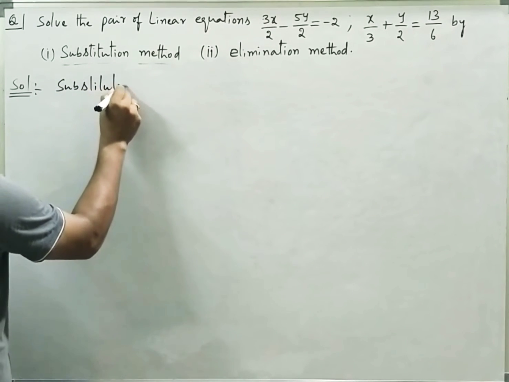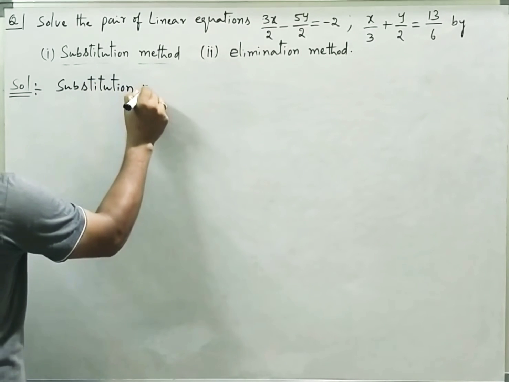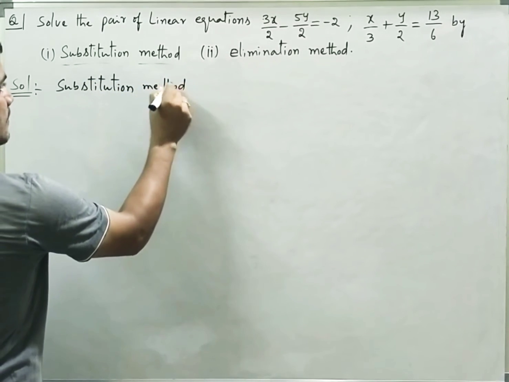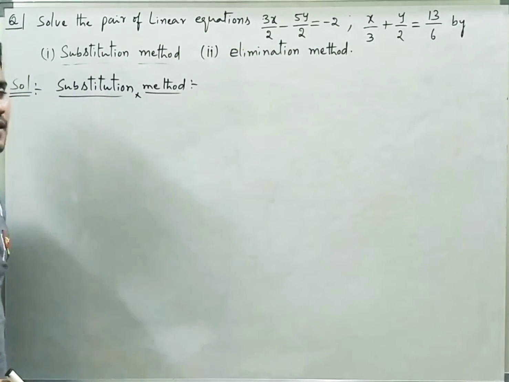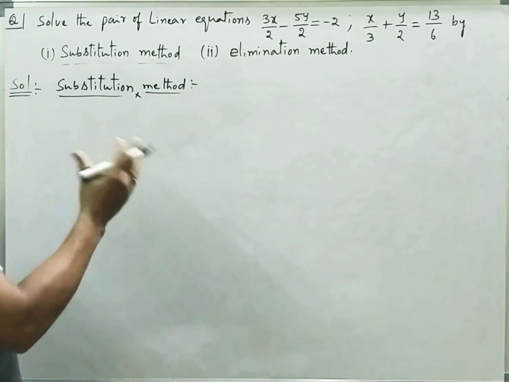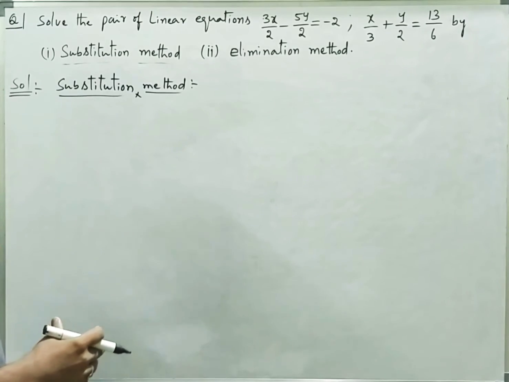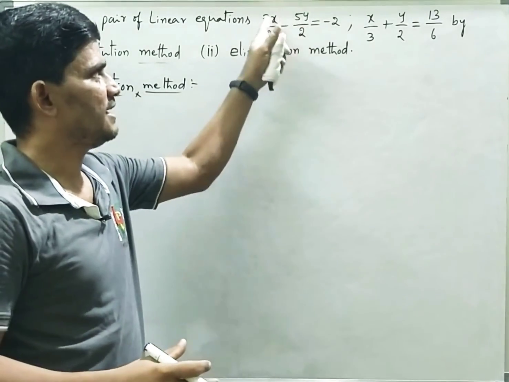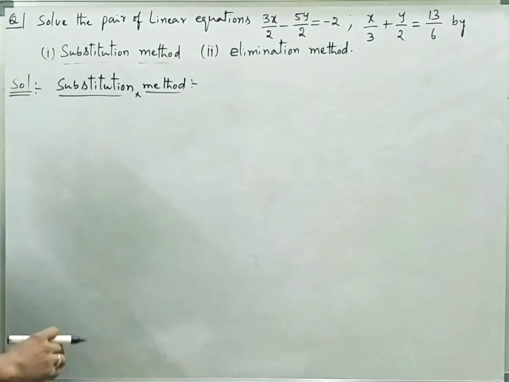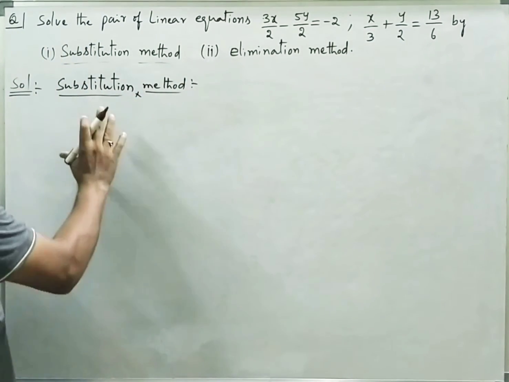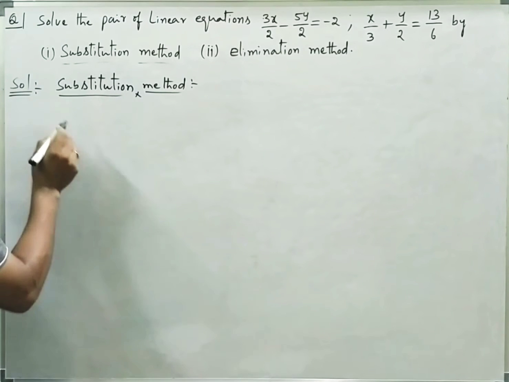In substitution method, we write one of the equations with x as subject or y as subject. That is, we will write y in terms of x and substitute in the second equation. Let us write the equations first, thereafter we will see how to follow.